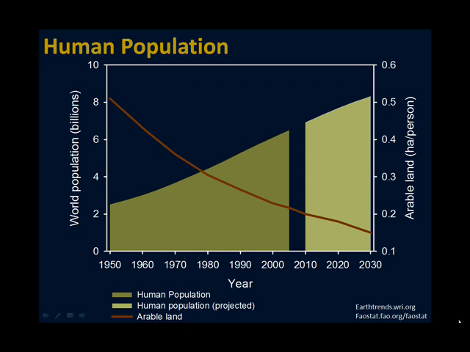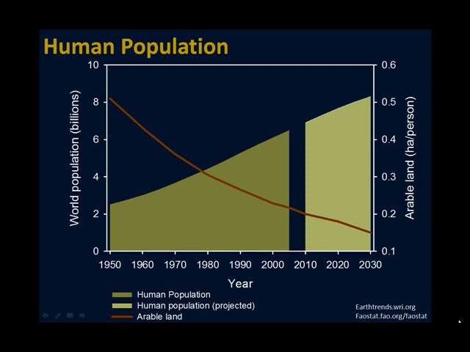Now, if we look at the last 60 years, we have seen that with the increase in human population, we have even less land to produce food for that population. On this graph, we have time on the x-axis, world population in billions on the y-axis to the left, and the amount of arable land in hectares per person on the right y-axis. In 1950, with a human population of around 2.5 billion people, we had about 0.5 hectares of land per person to produce food.